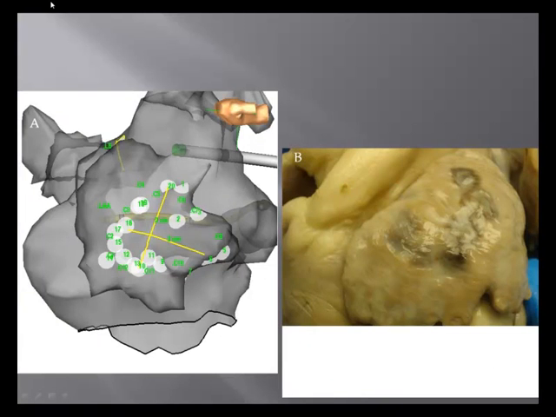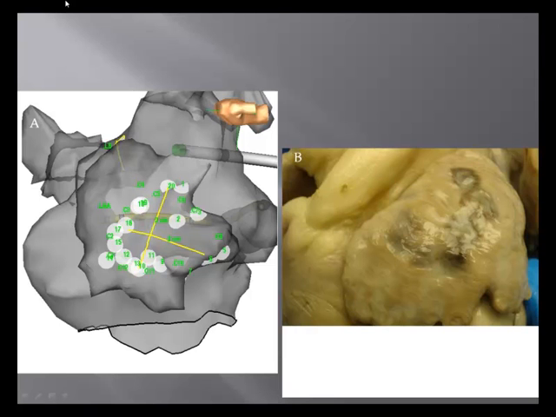This is on our 3D map. We had a circular set of lesions just to show where we were. In fact, at necropsy, you can see a transmurality. These are necrotic lesions from application of RF energy, which had the same size and the same geometry of the lesion set as we showed it on our map.